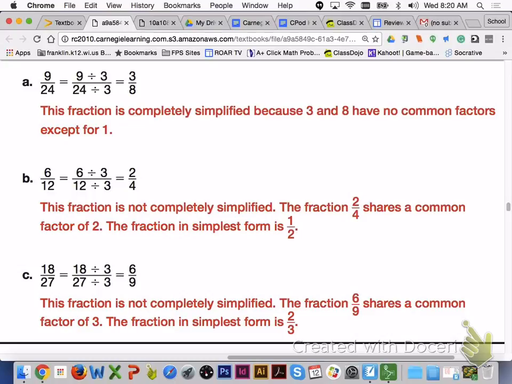Number 5, letter A, the fraction is in simplest form because 3 and 8 have no common factors other than 1. Letter B, this fraction is not simplified. 2/4 still share a common factor of 2. The fraction in simplest form would be 1/2. And for letter C, this fraction is also not simplified. 6 and 9 share a common factor of 3, so the fraction in simplest form would be 2/3.